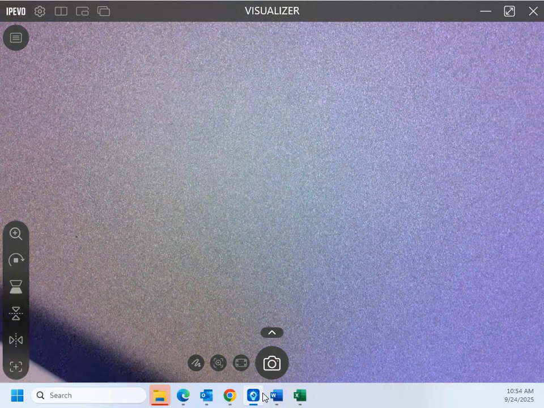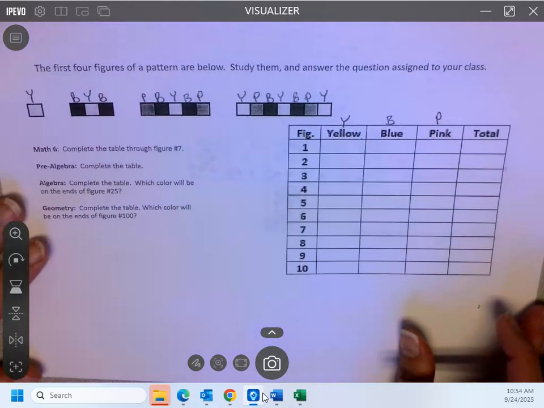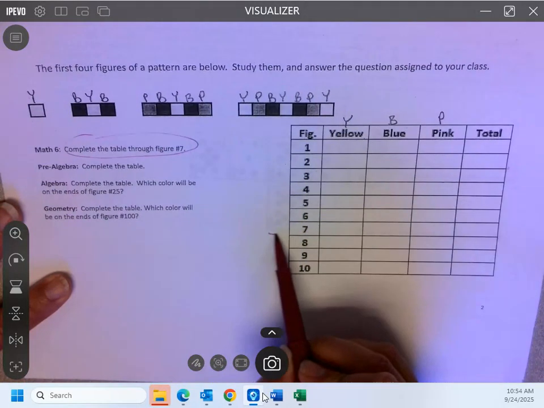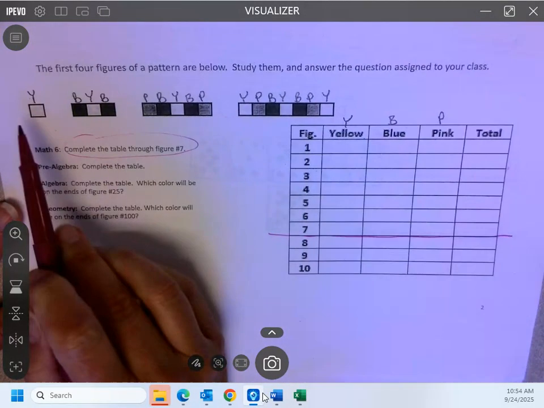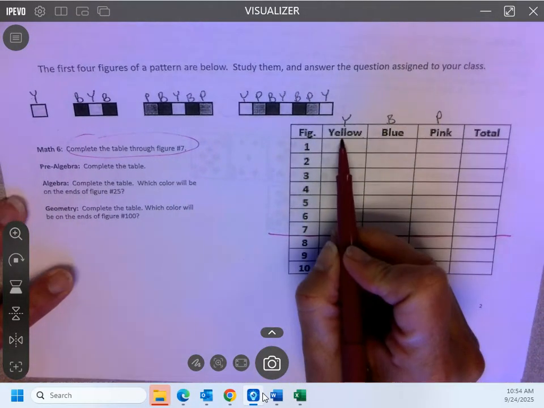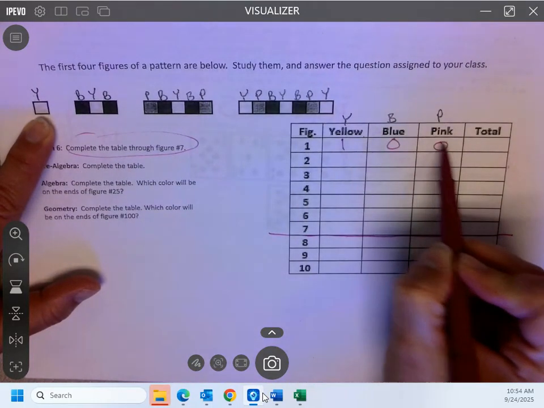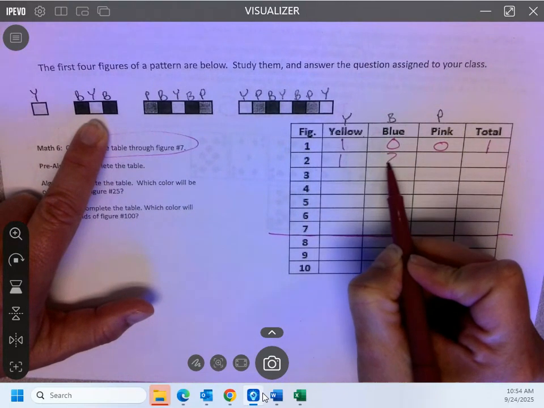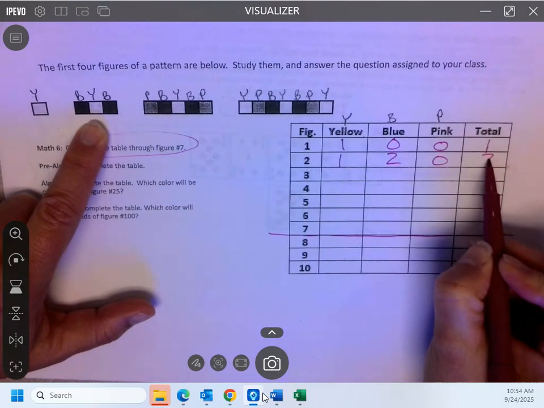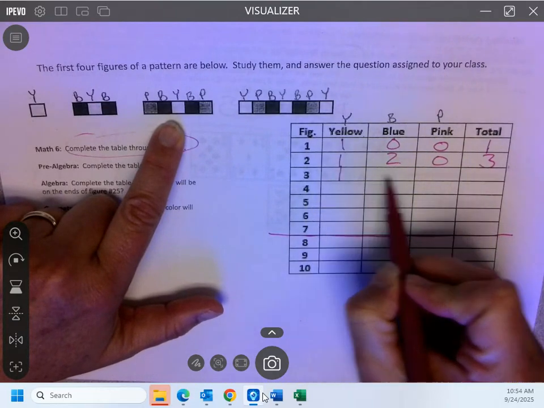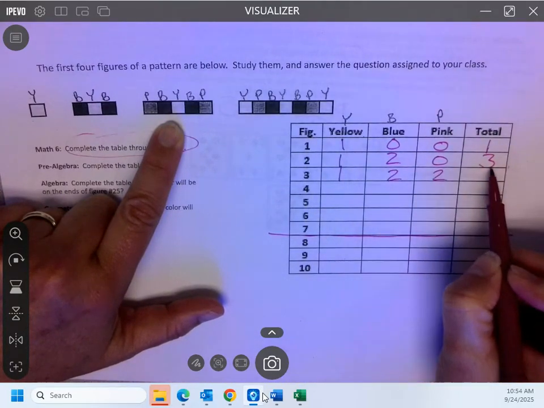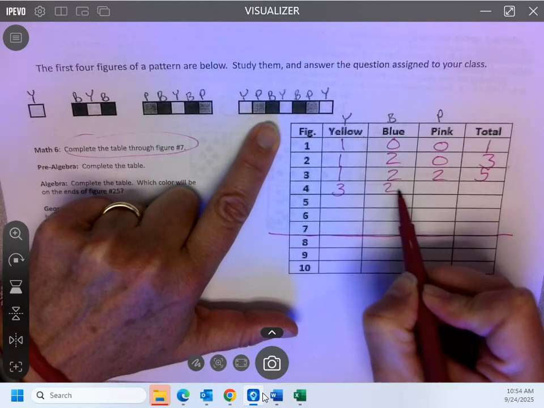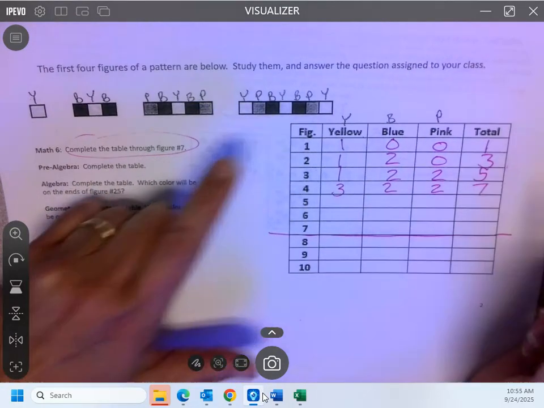Our next page is our pattern page. Math 6 needs to complete the table through figure number 7. So we fill in what we know. There's 1 yellow, 0 blue, 0 pink, so 1 total in that first figure. 1 yellow, 2 blue, 0 pink. So we have 3. Then we have 1 yellow, 2 blue, 2 pink, so we have 5 total. Then we have 3 yellow, 2 blue, 2 pink, 7 total.